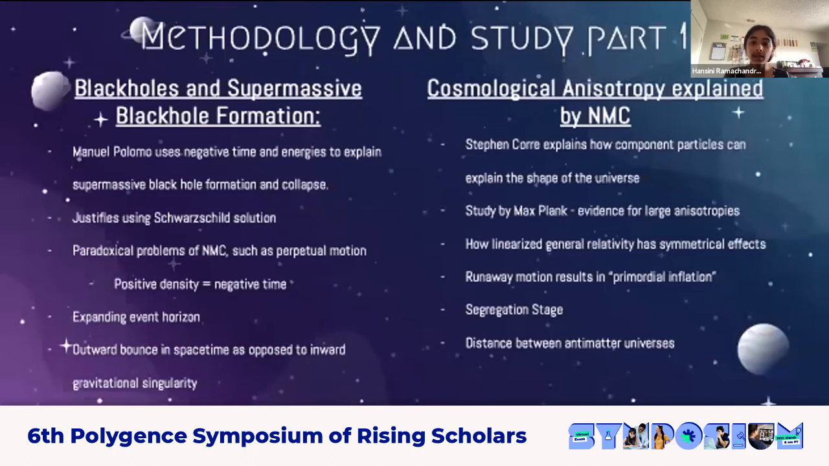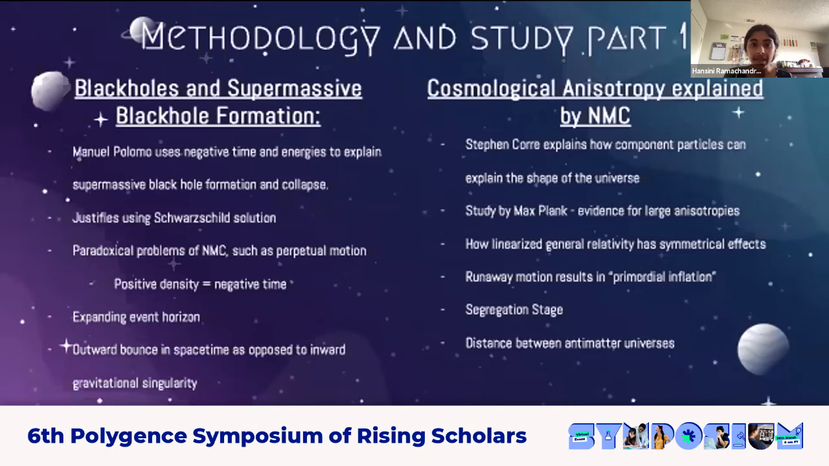He does bring up some paradoxical problems of negative mass cosmology, such as perpetual motion or time travel. But because negative mass particles still have a positive density, they must have a negative time with respect to the conventional direction of time. He also says that bigger black holes grow faster than small ones, and they evolve into supermassive black holes due to their expanding event horizon. Palomo then concludes that the negative mass creates an outward bounce in space-time, as opposed to reaching an inward gravitational singularity. And this could be used to explain some bigger mass measurements, such as ones made by LIGO.